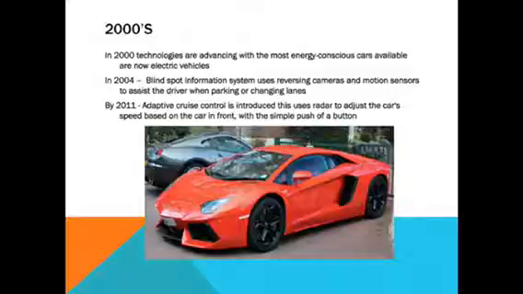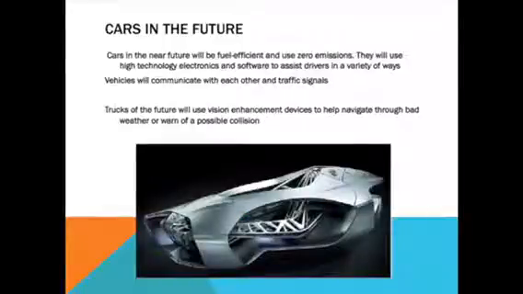Again, in 2000, technologies were advancing, with the most energy-conscious cars available being electric vehicles. These cars use electricity rather than fossil fuels to reduce the amount of carbon dioxide produced while cutting down on expensive fuel. In 2004, blind spot information systems used reversing cameras and motion sensors to assist the driver when parking or changing lanes to prevent a collision. By 2011, adaptive cruise control was introduced. This uses radar to adjust the car's speed based on the car in front with the simple push of a button.